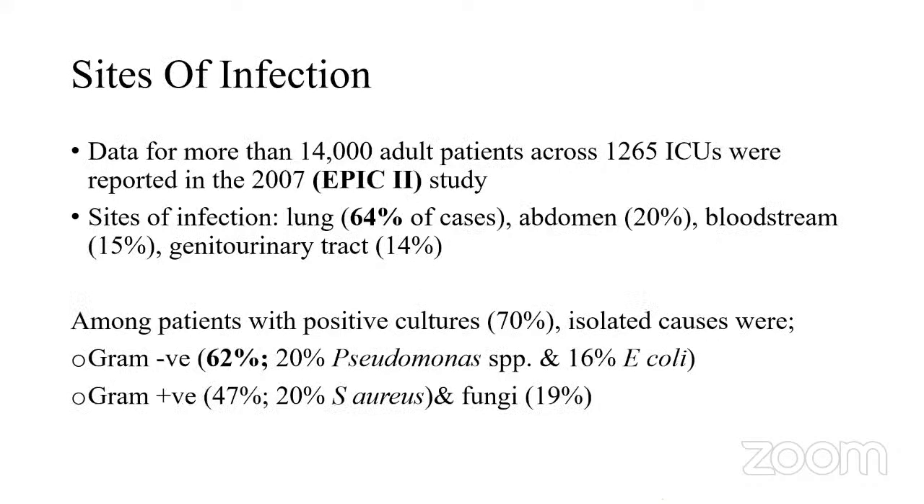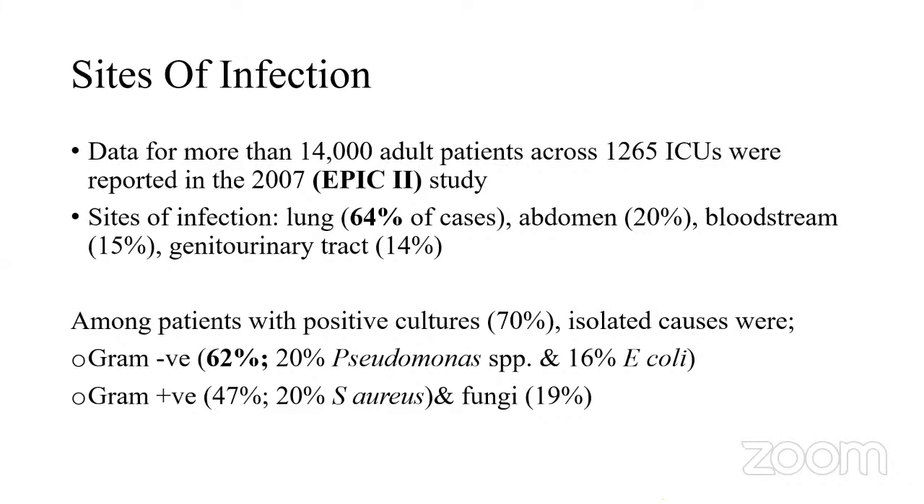The common sites of infection, there was a study, the EPIC study, that was performed on 14,000 adult patients across ICUs in the UK. The common sites of infection were the lung, which comprised 64% of cases, the abdomen, 20%, bloodstream infections, 15%, and genitourinary tract, 14%. This should inform your decision on which samples you're going to routinely ask for. Clearly, the lungs are high yield, so whenever you're doing the septic screen, you should concentrate on this.